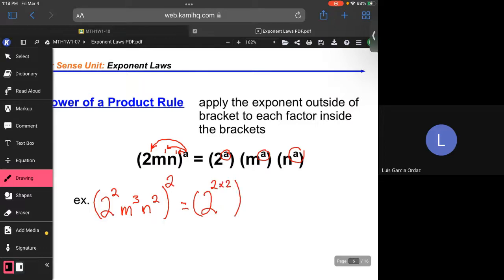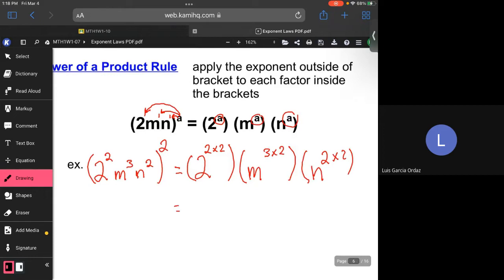What's my next one going to be? Matthew? M to the power of 6. Yep. So we're going to do m to the power of 3 times 2. And what's my last one going to be? Yazin? I might be wrong, but is it n to the power of 4? It's n to the 4. So 2 times 2. So like Gian said, it gives me 2 to the power of 4 times m to the power of 6 times n to the power of 4. Yes, Kareem? So you multiply the outside exponent with the ones inside. Mm-hmm. Because it's technically still a power to a power.